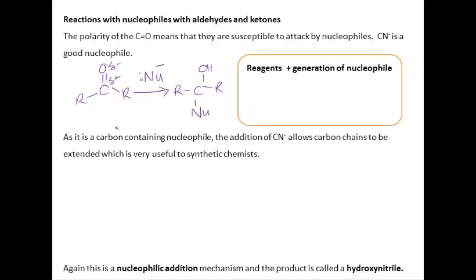We're actually going to look at the addition of the CN- ion, which is generated from something like hydrogen cyanide or potassium cyanide. And because it's a carbon-containing nucleophile, if we add CN-, then it allows us to make the carbon chain longer. This is quite useful to synthetic chemists. Let's have a look at a mechanism here. I'll just do the general mechanism again.